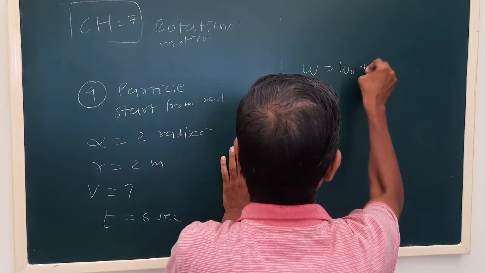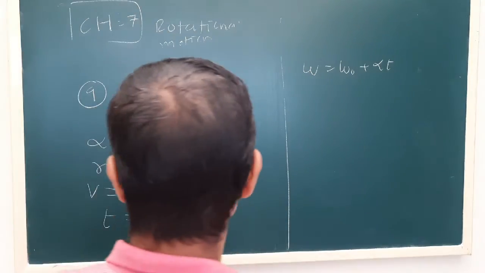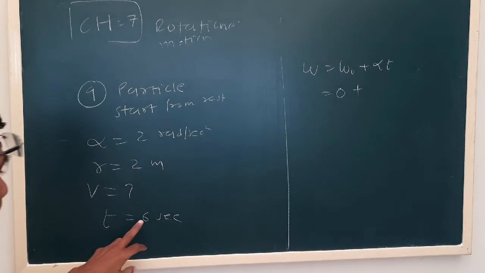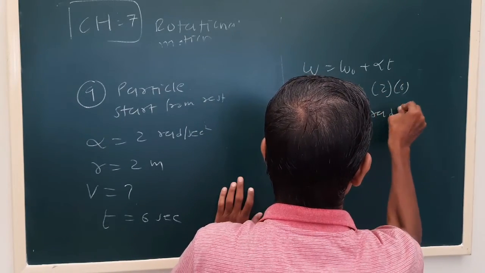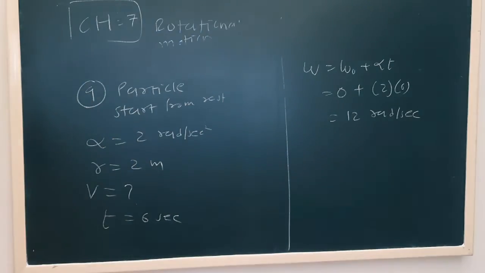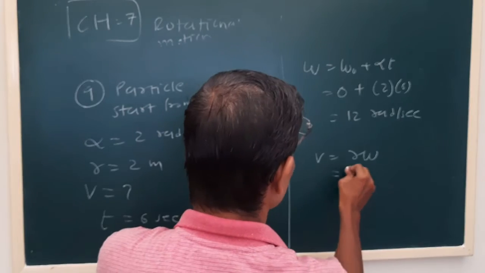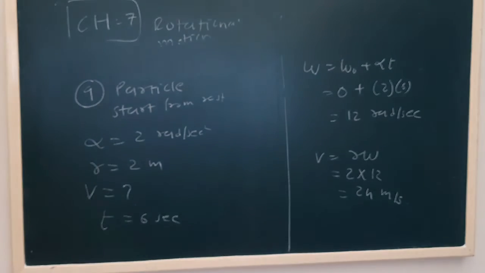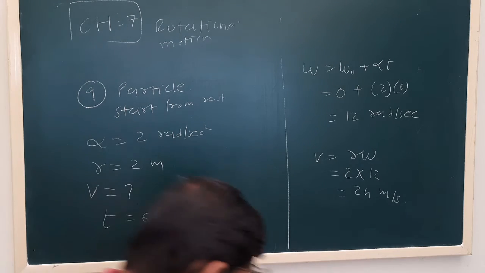omega is equal to omega 0 plus alpha t. That is the relation between angular acceleration and angular velocity. See, starting from rest gives us omega 0 as 0, alpha is 2 and time is 6. Now we have to obtain linear speed. See what we have discussed earlier: v is equal to r omega. Radius is 2. So the linear speed will be 24 meter per second. Now this one is rather simple. Now see the next question.